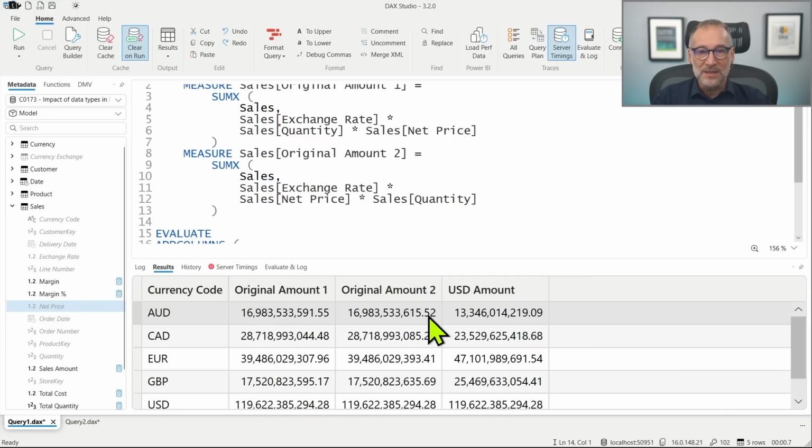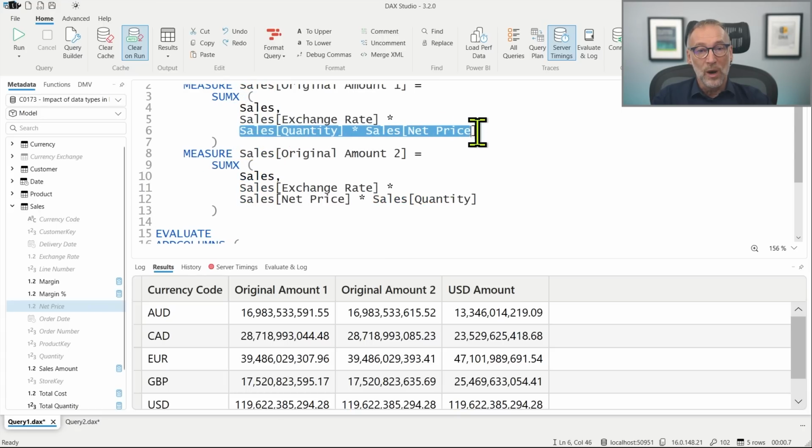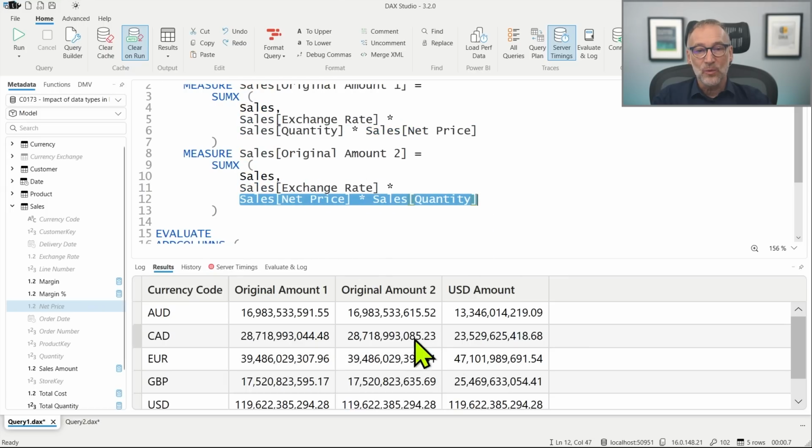If you look at these numbers, they are still different. They are iterating over sales. This is performing the multiplication in one way. This other one is doing the multiplication in a slightly different way. And if you look at the numbers, they are still different.